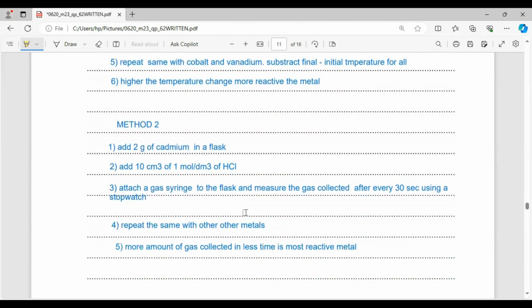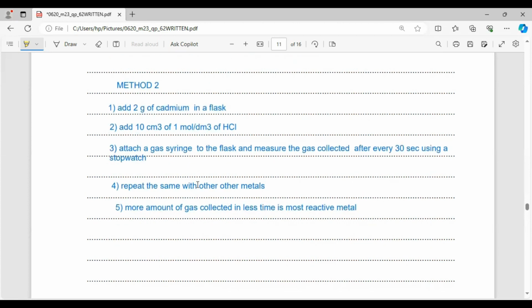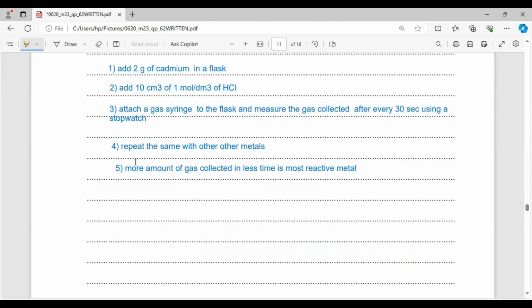In the second method, if you are using the gas collection method, you have to take a flask and in that add 2 grams of the metal. Again, add 10 centimeter cube of 1 mole per dm cube of dilute hydrochloric acid. Also, as we are going to collect the gas, we have to attach a gas syringe to the flask so that the gas can be collected at regular intervals of time. We have to repeat the same with the other two metals also. The more gas collected in less time, the more reactive the metal.